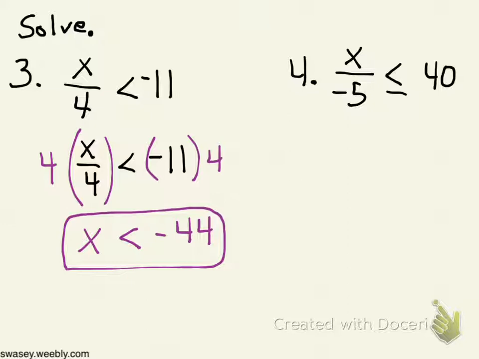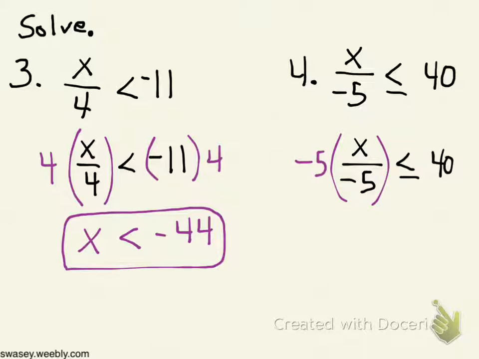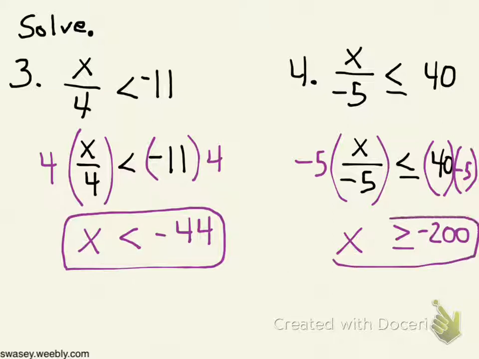inequality symbol. Number 4, we see x divided by negative 5 is less than or equal to 40. To get rid of division by negative 5, we'll multiply both sides by a negative 5. Now this time we're multiplying both sides by a negative, so we do reverse the inequality symbol. And we'll get negative 200. So x is greater than or equal to negative 200.